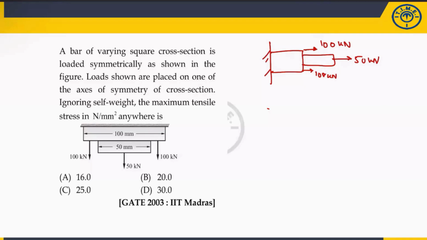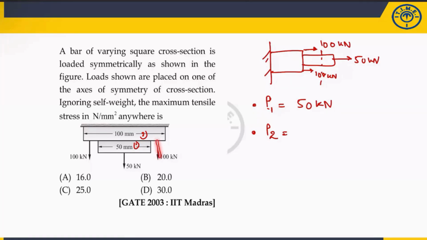Now if you want to calculate the force on these members, let us suppose this is 1 and this is 2. What is the force on member 1? 50 kilonewton only, the algebraic sum. What is the force in member 2? Can anyone please tell me? 250. Yes, 250.